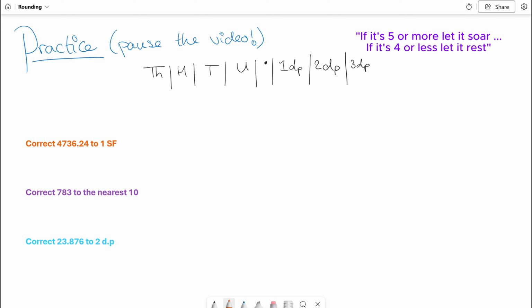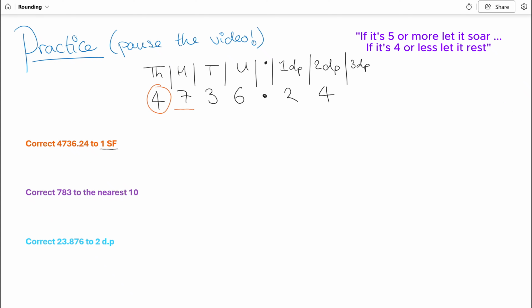Welcome back. Let's get straight into it. So on the first one, we've got 4,736.24 and we're correcting it to one significant figure. I'm going to quickly write this in our columns. Alright, so that's all written. We're looking for one significant figure, so I'm going to circle the first significant figure and then underline the number that's directly to the right of the number I circled.